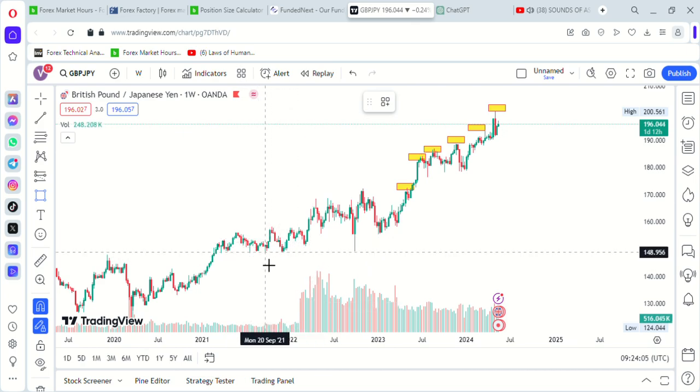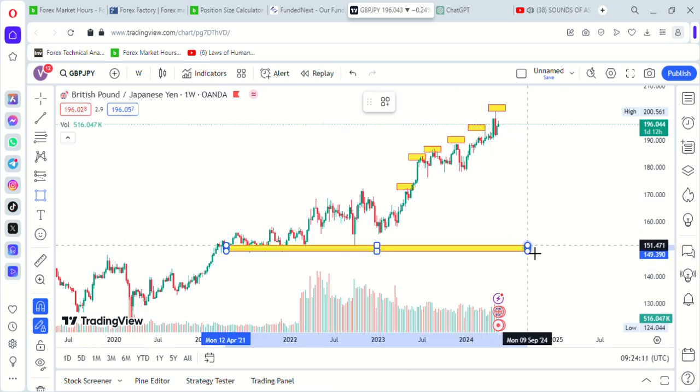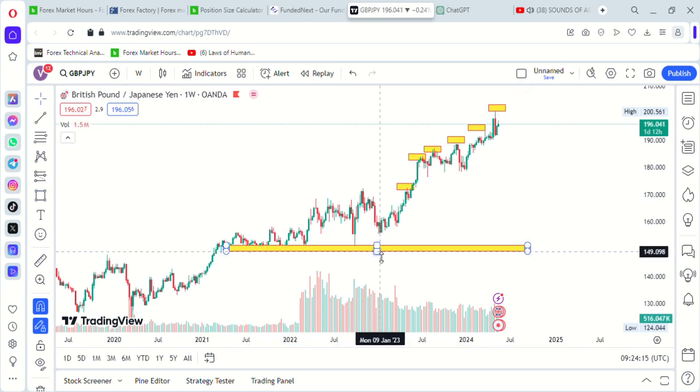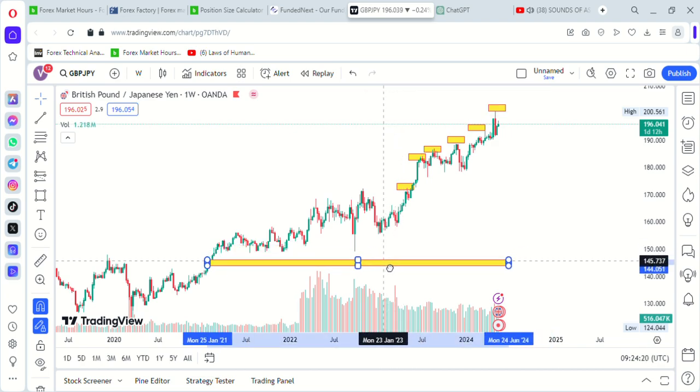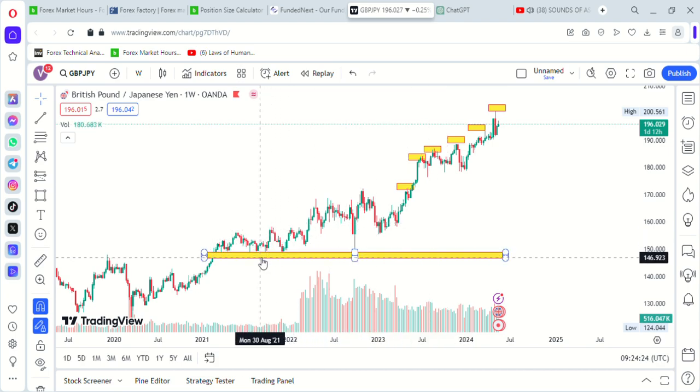That is the support. You know what I mean by support now? I believe you have this basic knowledge. If you don't have it, let me know. So you can see we can mark this out as a zone, because the market moves from zone to zone.